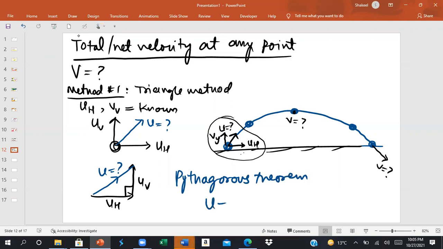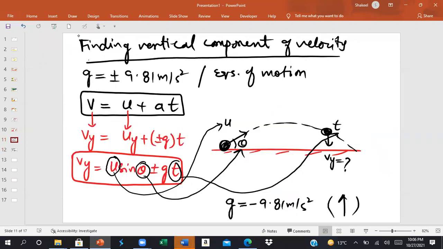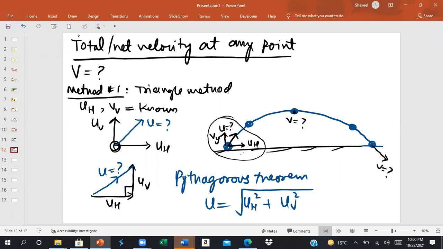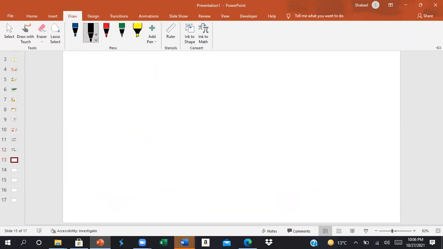That will be like U equals the square root of UH square plus UV square. So this will give you the total velocity. The same process can be applied anywhere, at any point along the path during the projectile motion. You need to know the horizontal component, and you need to know the vertical component, and in order to know the vertical component, you'll be doing this. This will help you find the vertical component, like the first equation of motion, and then using Pythagoras theorem. Okay, let's talk about method two.